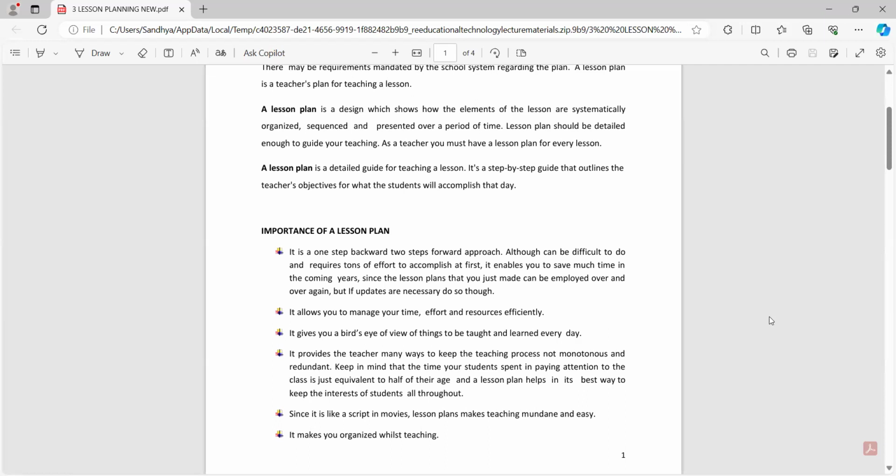It is one step backward, two steps forward approach, although it can be difficult to do and requires tons of effort to accomplish at first. It enables you to save much time in the coming years, since the lesson plan that you just made can be employed over and over again, but if updates are necessary, do so though. Very good. Thank you very much for reading it nicely. So that is one of the main importance or advantages of writing a lesson plan.